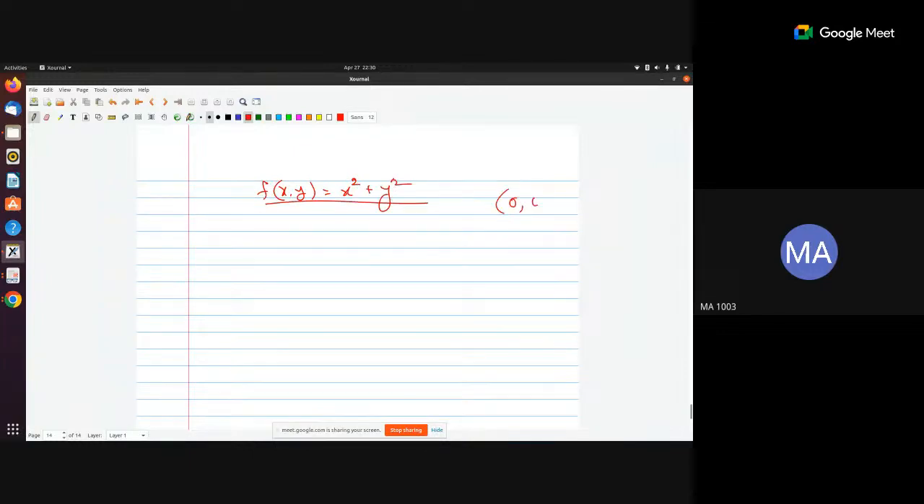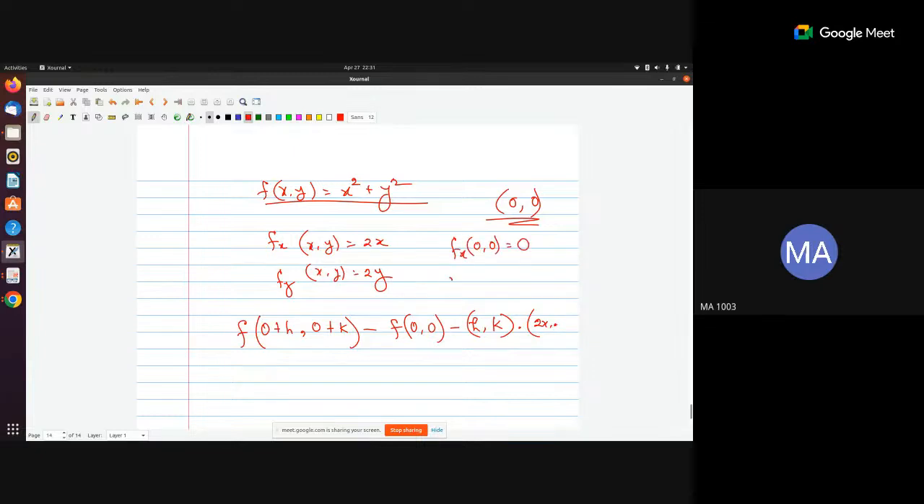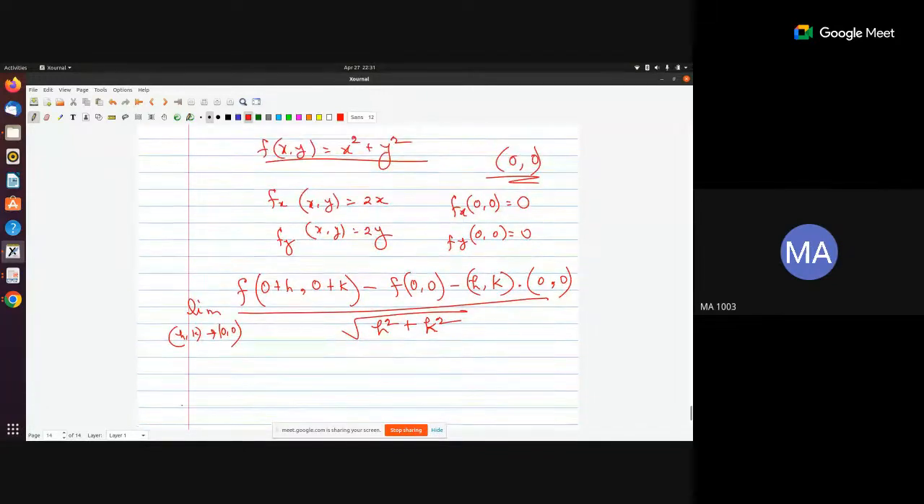This function at 0, 0, if I want to check whether it is differentiable or not, what things do we need? We need fx and fy. So at 0, 0, we take 0 plus h, 0 plus k, minus f of 0, 0, minus h, k dot gradient vector, that is 2x and 2y, which at 0, 0 is 0, 0. Divided by the norm. This is the limit I have to calculate. Anyone has any doubt till this point? This is the definition.